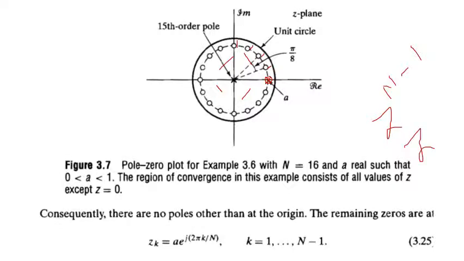If n is 16, there are 15 poles at the origin. The number of poles and zeros are equal. So you just need to divide this circle into 16 parts and then you can get the 15 poles, just by solving this expression.